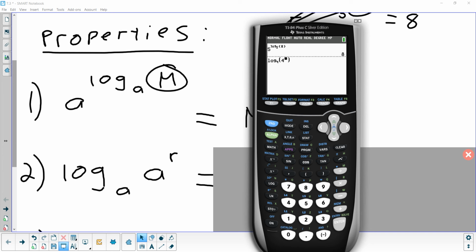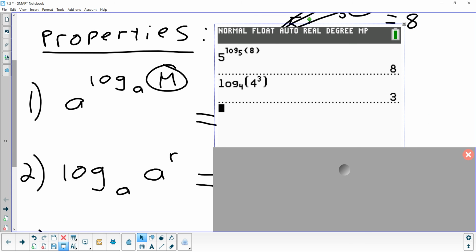Autumn, can you give me an exponent? 3. So let's put in 3. Hit enter. And look at what you get. Log base 4 of 4 to the third. Kind of the same idea as the last problem. These two things cancel each other out. And the answer that you end up getting is whatever the exponent was. Just a special pattern.